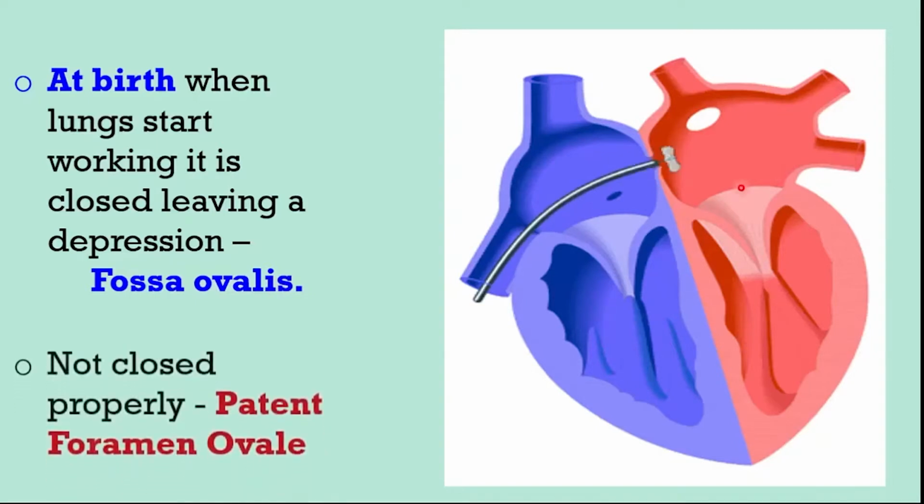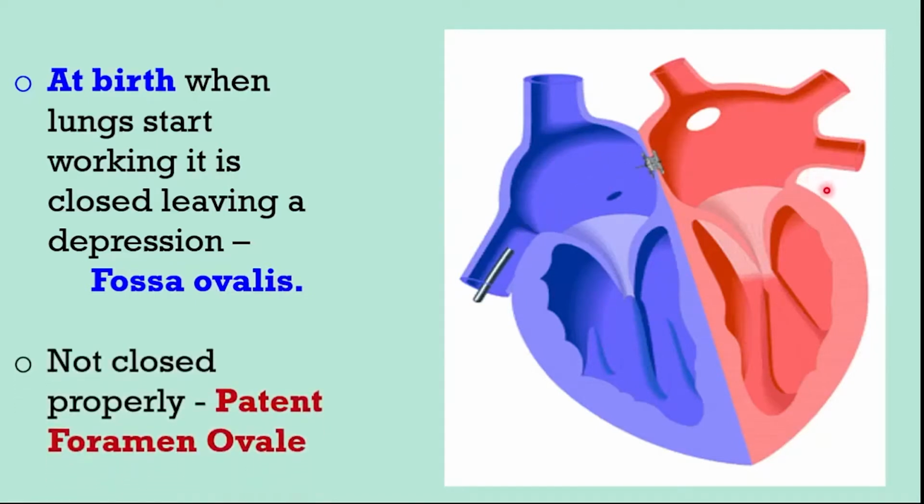If the foramen ovale does not close properly, it is called patent foramen ovale, PFO. We hear people saying that the child has hole in the heart. What is that hole? Generally, a patent foramen ovale occurs in 25% of normal population, but it doesn't cause any complications. In rare cases, it causes low oxygen levels in blood, shortness of breath, and weakness.